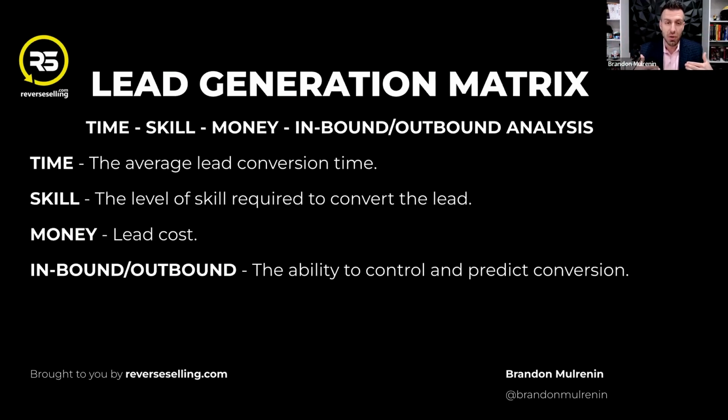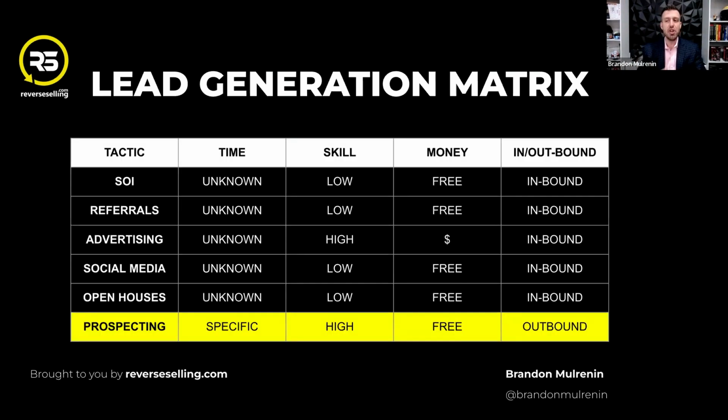Business isn't coming to you unless one of you is really, really lucky, where you have a big sphere and they're just calling you every single day wanting to list and buy houses. But for most of us, we have to go out there and find the business. And I think most of you would agree with that. So let me show you the matrix. There are only 6 ways to generate business in real estate. You can have your sphere of influence. You can get referrals. You can do paid advertising. You can do free advertising on social media. You can do open houses, or you can prospect for new business.